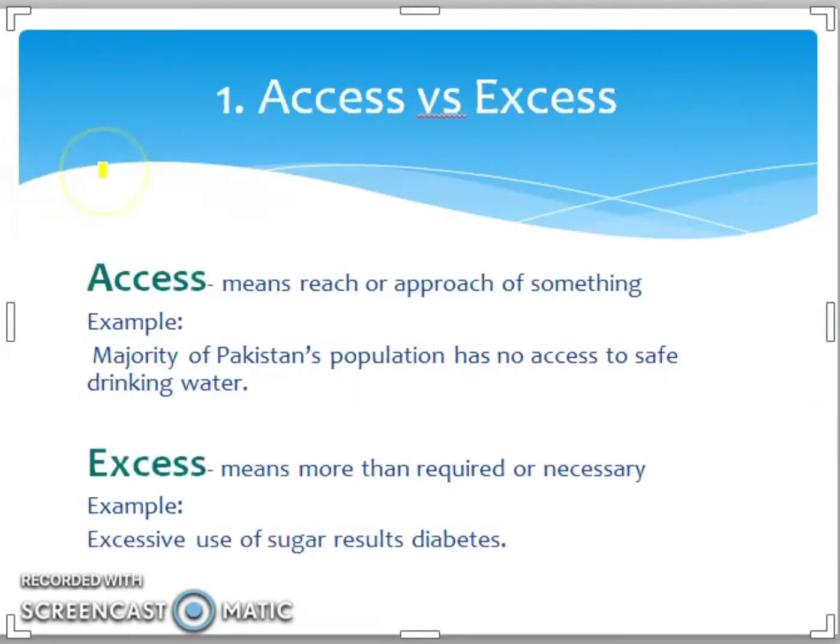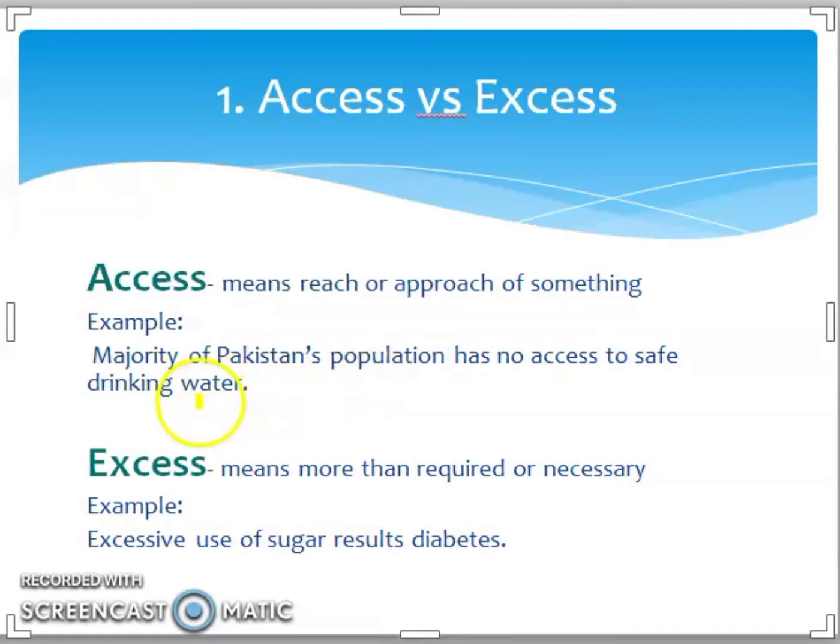So the first pair of words I've selected is access versus excess. Well, the pronunciation is the same, the spelling differs as well as the meaning differs, right? Access means reach or approach of something. Example: the majority of Pakistan's population has no access to safe drinking water. And that's true.